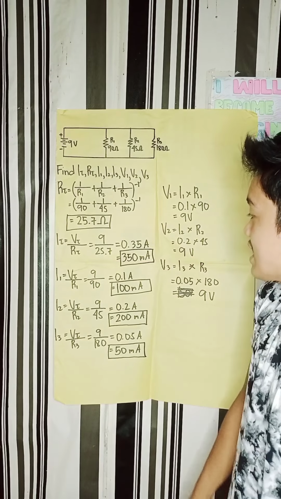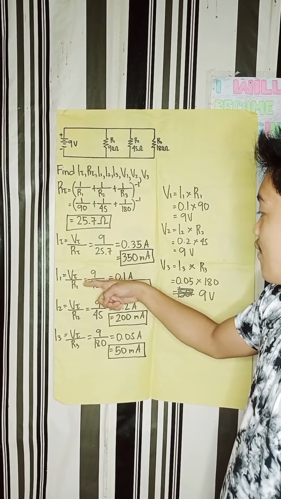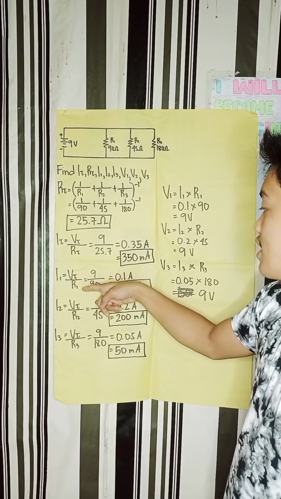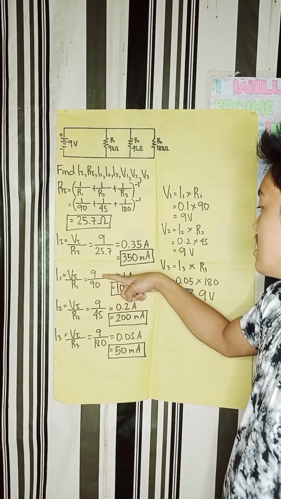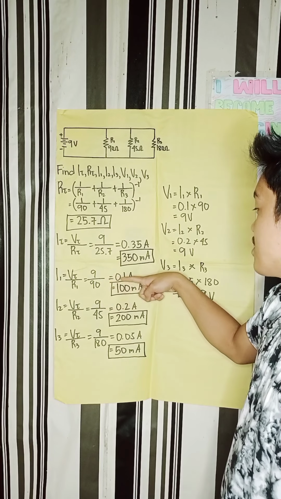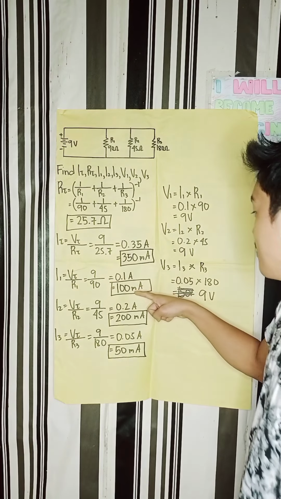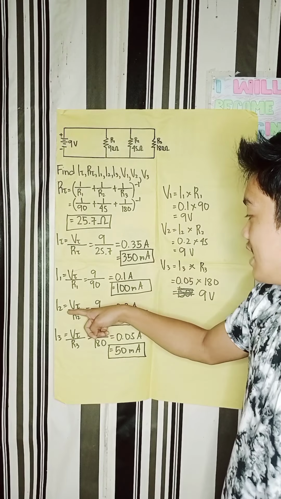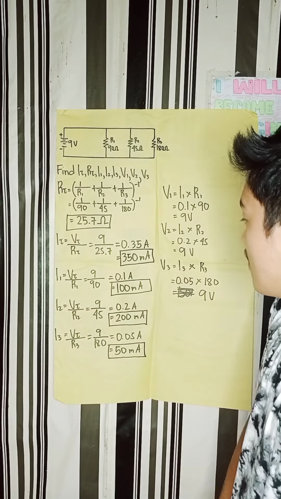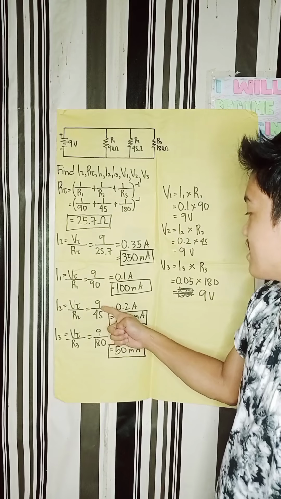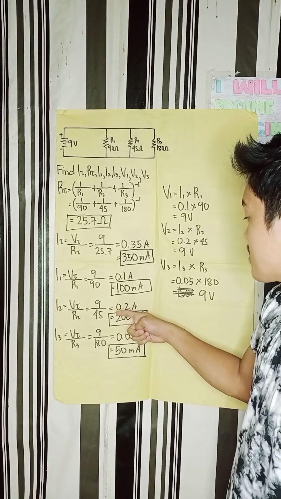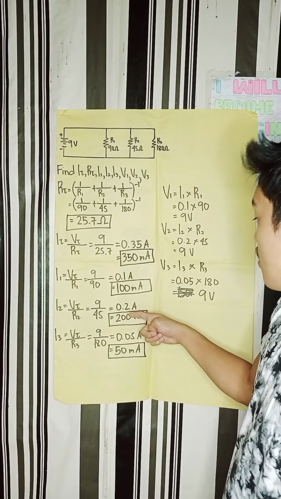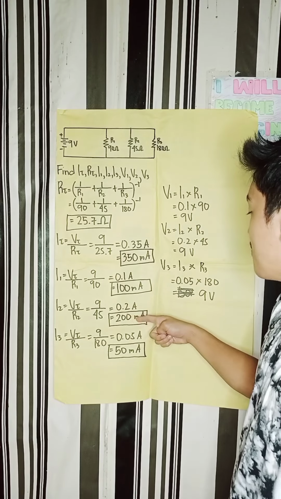Then next is I1. So I1 is equal to total voltage over R1. The total voltage is equal to 9, then R1 is equal to 90. So 9 divided by 90 is equal to 0.1 ampere or 100 milliampere. Next is I2. So the total voltage is equal to 9 volts, R2 is equal to 45 ohms. So 9 divided by 45 is equal to 0.2 ampere, or equal to 200 milliampere.